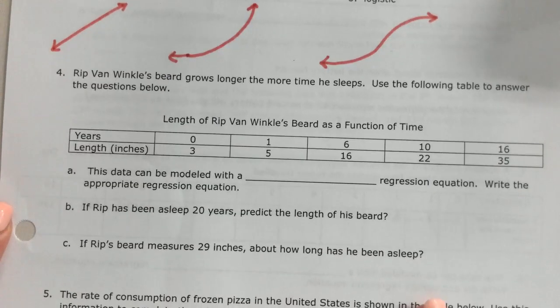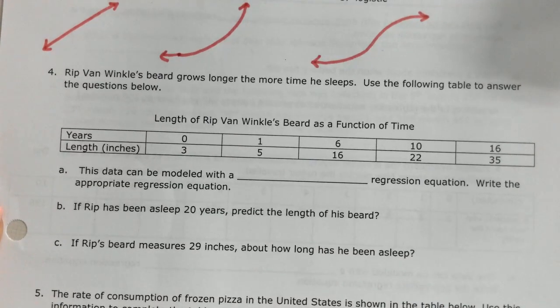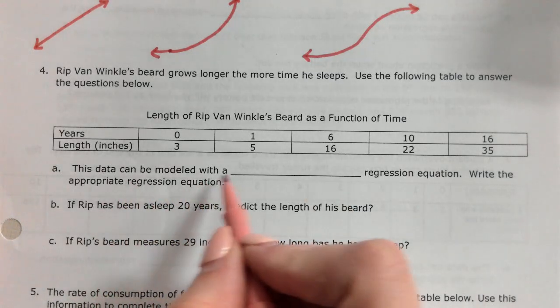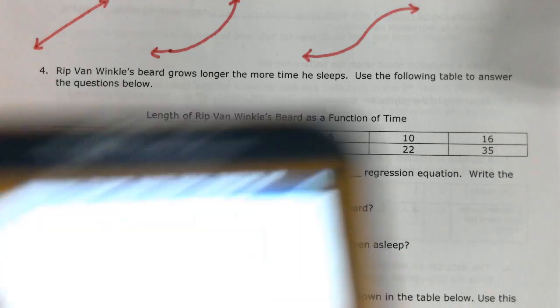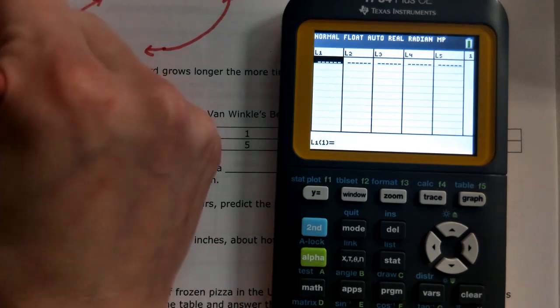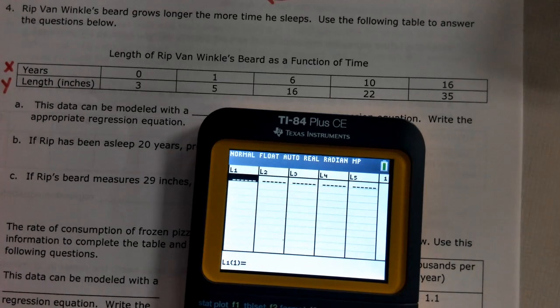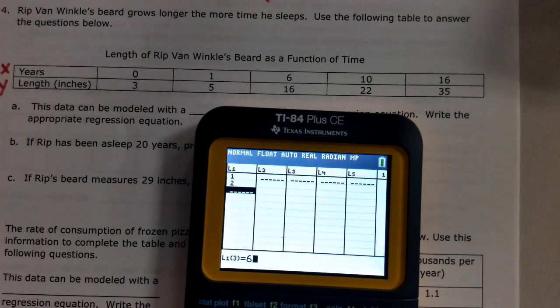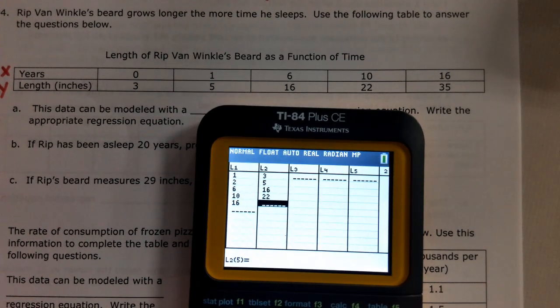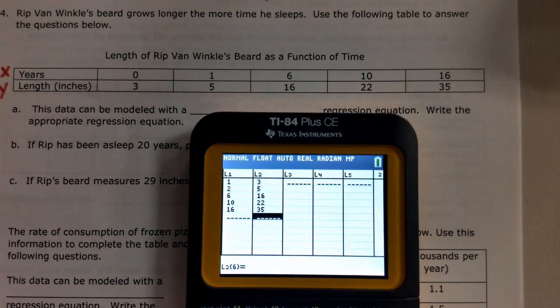Alright. Rip Van Winkle's beard grows longer the more he sleeps. Use the following table to answer the questions below. This data can be modeled with, we have a table, so we're going to put it in Stat. Your X values are on top and your Y values are on the bottom. So we have 0, 1, 6, 10, 16, and in the Y we have 3, 5, 16, 22, and 35.